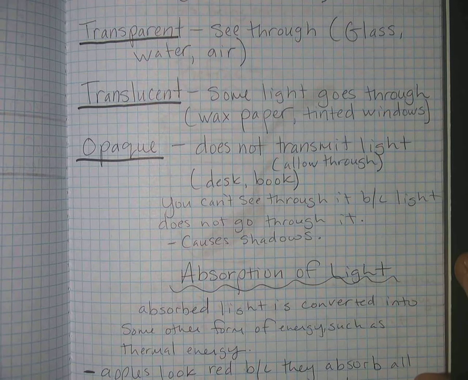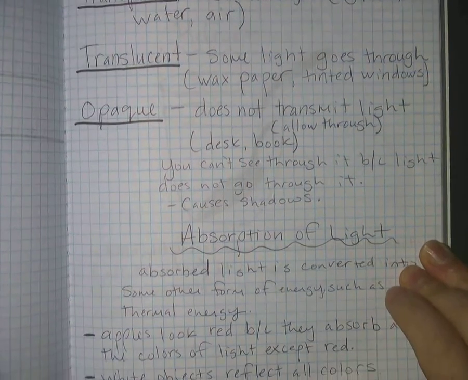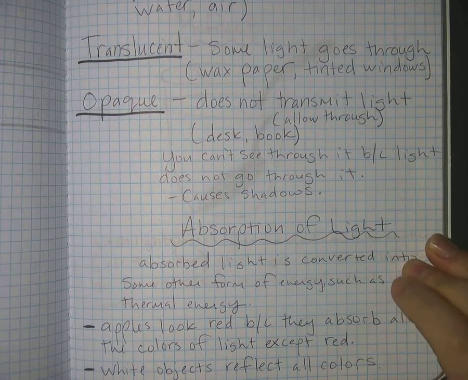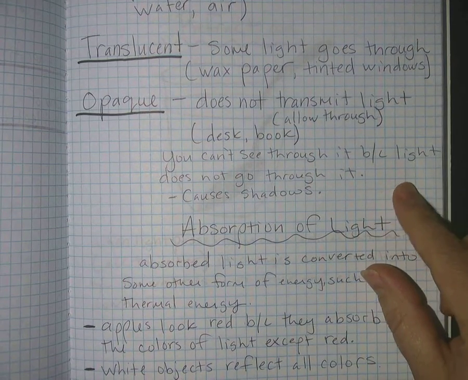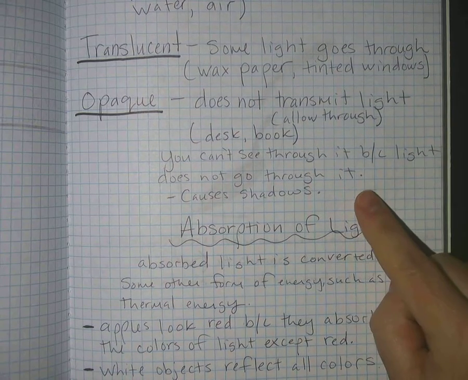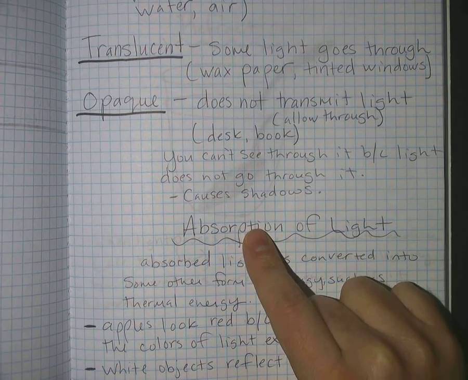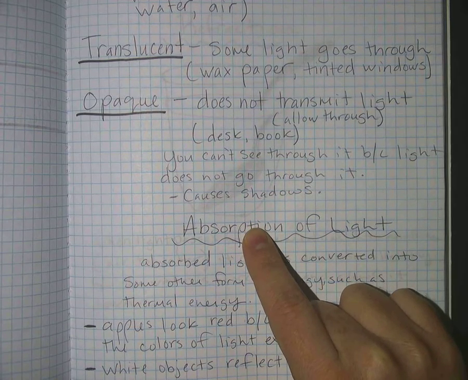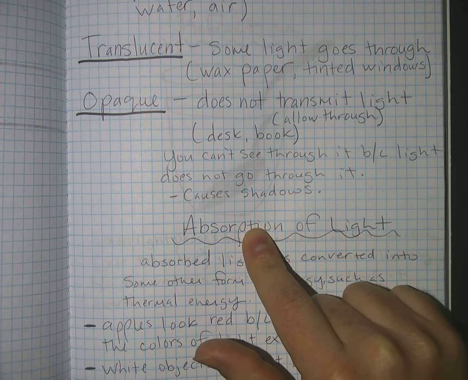Or stained glass. Okay, where the light travels through, but you can't see through it clearly. Okay, that's called translucent. Opaque materials do not allow light to travel through. You can't see through opaque objects because light does not go through those objects. And these types of objects cause shadows. Okay, for example, your shadow. You cast a shadow because light doesn't travel through you.